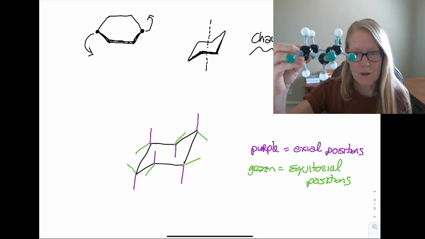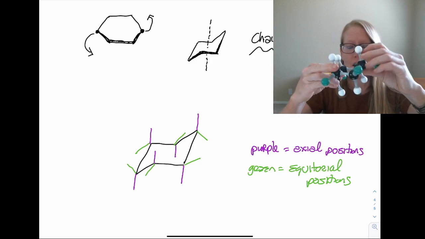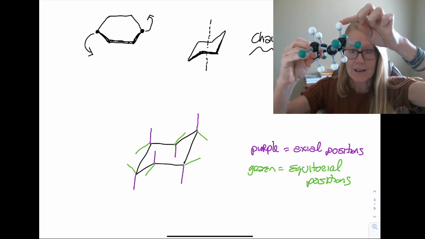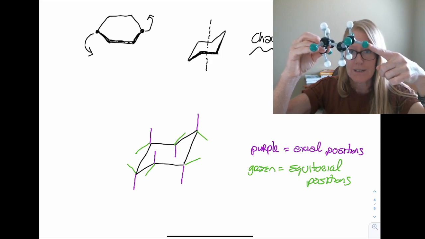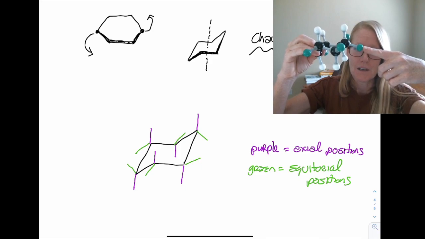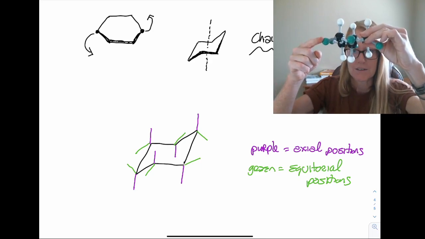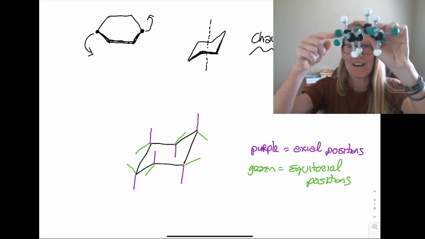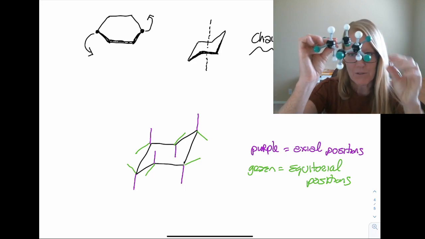The green ones are representing my equatorial positions, and it's kind of hard to see when everything's on here, but this is the carbon that's up. It has the axial that's up, so then its equatorial is down a little bit. So the green ones here are my equatorial positions. So down, and then this one's slanted up a little bit, this one's slanted down, I rotate it, slanted up, slanted down, and slanted up. So they alternate every other way.